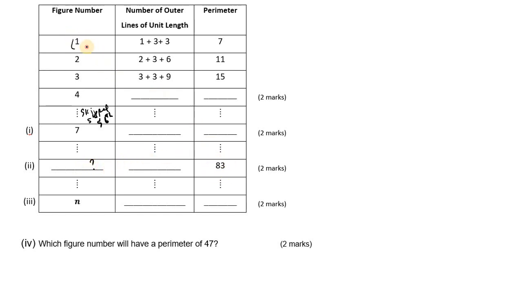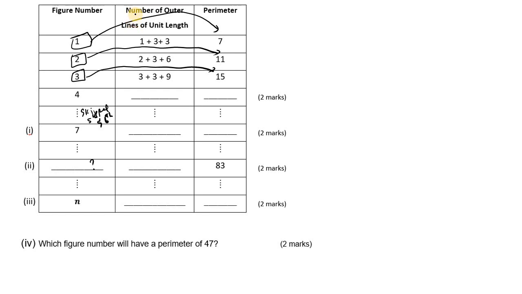So figure 1, basically, guys, has a perimeter of 7 units. Figure 2 has a perimeter of what? 11 units. I say units because I'm not sure if it's centimeters or whatever unit it is. Figure 3 has 15 units. And they tell us about the number of outer lines of unit length. Okay, so let's see what's happening here.